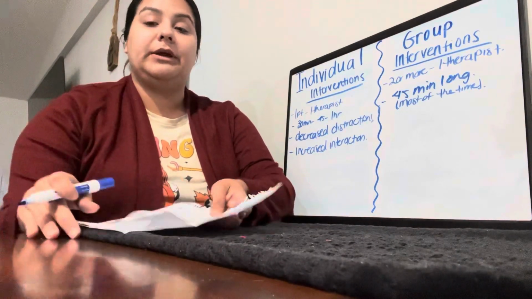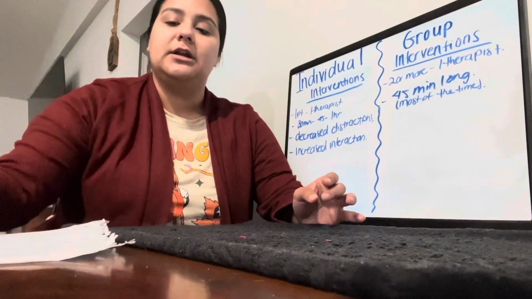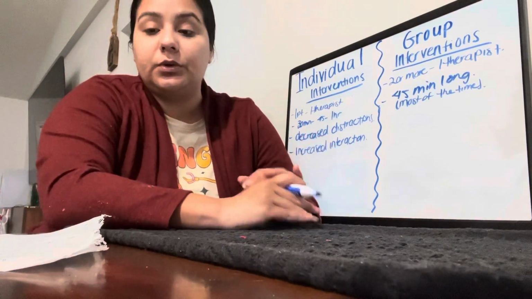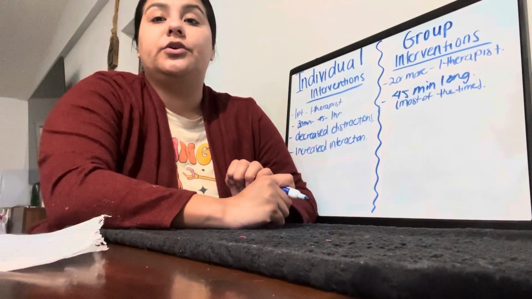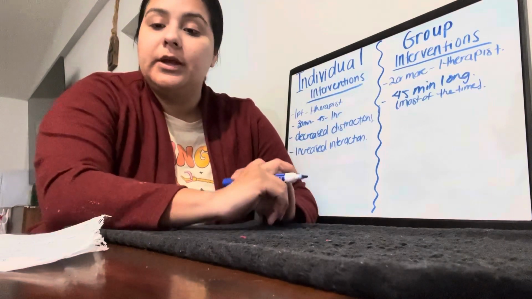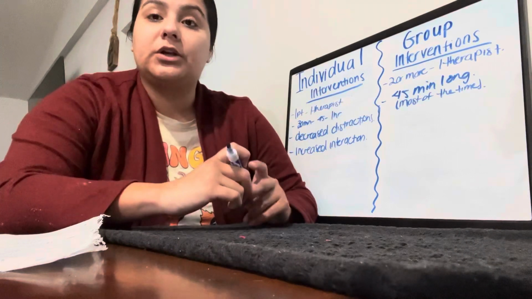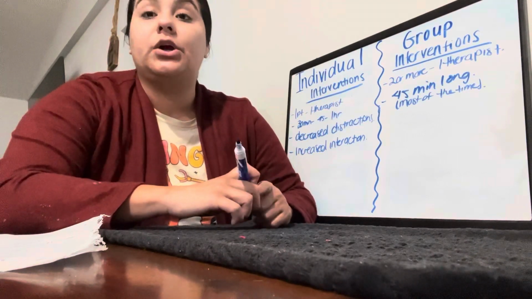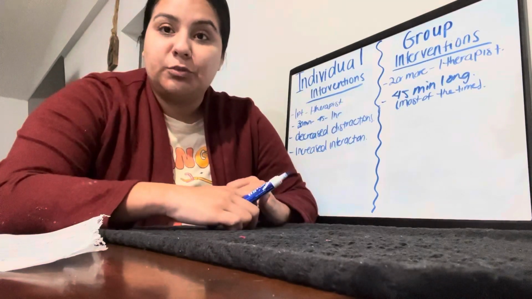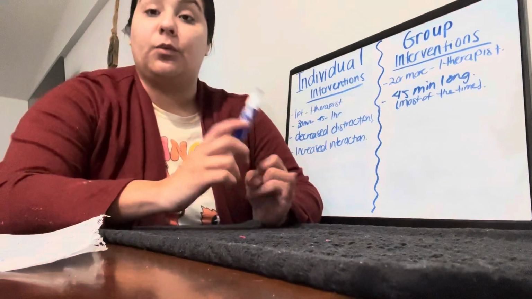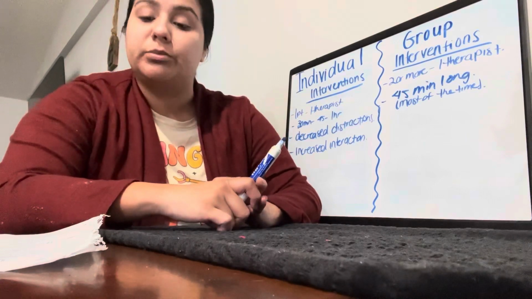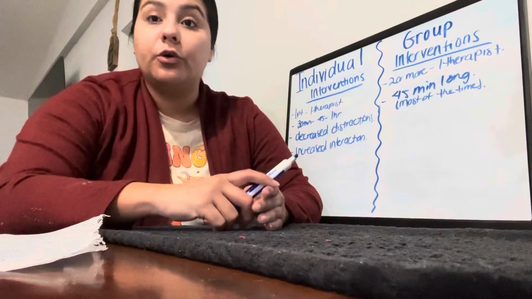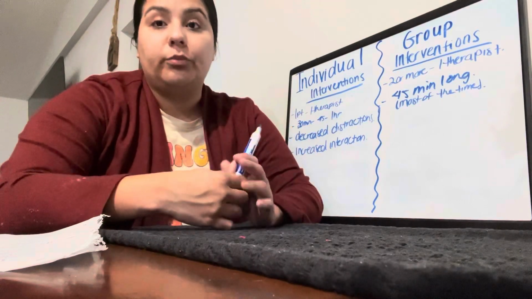So the way we document is a little bit different. For an individual note, obviously you would always address everything you're going to do. You're going to do your regular type of note, explain what you worked on. For a group session, it's the same thing. You document the same, but you're going to include why was this group more beneficial than an individual activity? Why did you choose this activity for your group? What type of group it was, what was your overall goal for the group, and how long the group was.